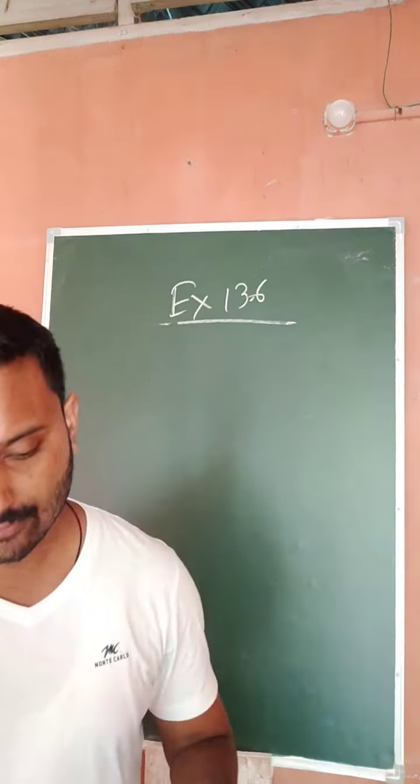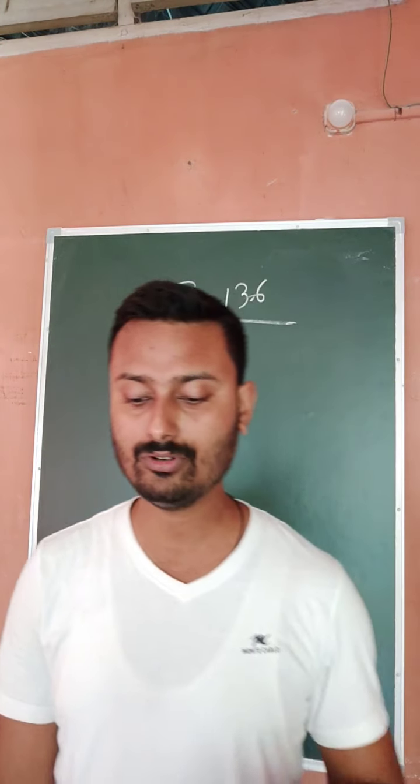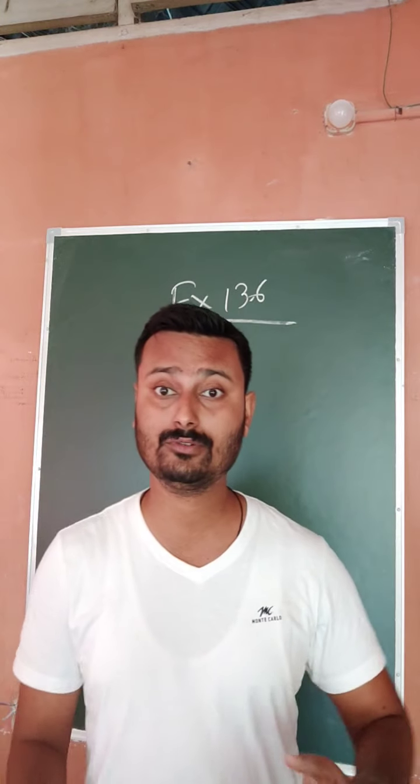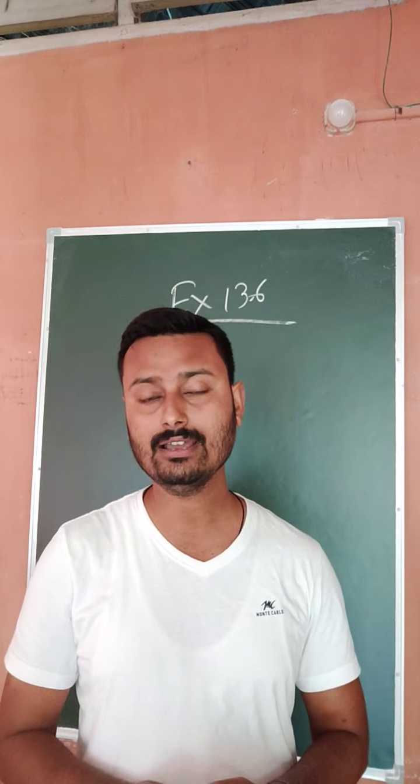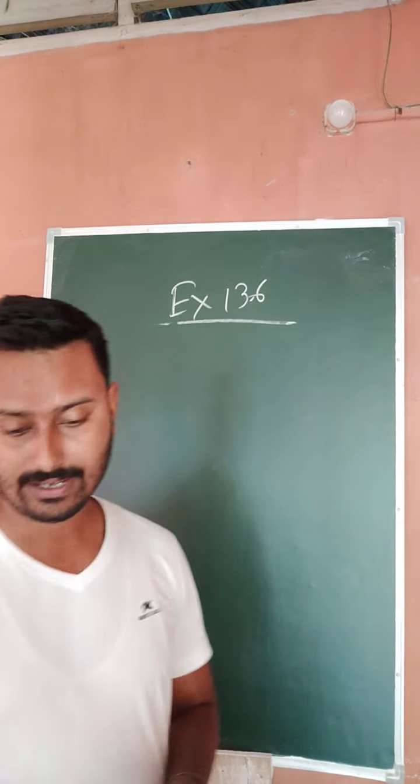Okay. So another one is volume of the wood. Volume of the wood is the volume of the pencil minus the volume of the graphite. At first you have to find the volume of the pencil, then from volume of the pencil you have to subtract the volume of the graphite, then you can find the volume of the wood.